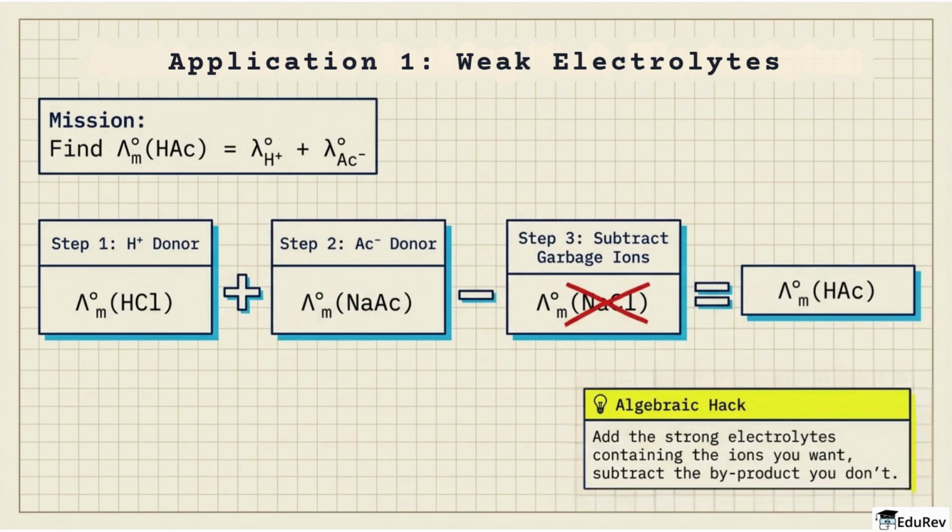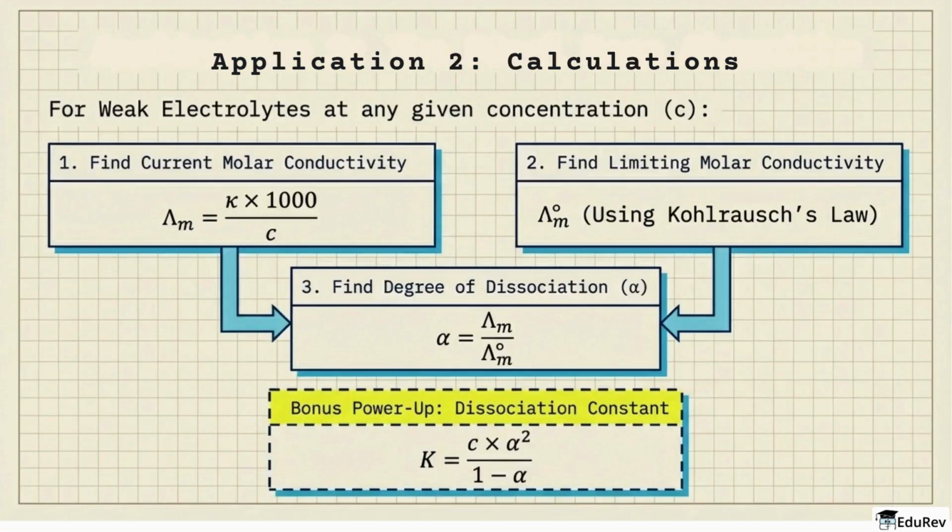The algebraic trick is simple. Add the conductivities of strong electrolytes that supply the required ions, then subtract the unwanted garbage ion contribution. That is the logic behind lambda m naught of HAc equals lambda m naught of HCl plus lambda m naught of NaAc minus lambda m naught of NaCl.